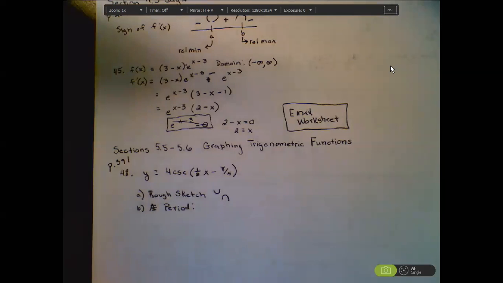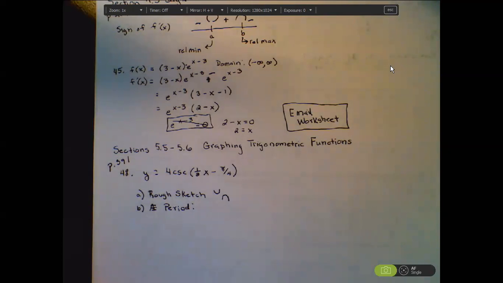In general, how do you find the period of any trigonometric function? The 2 pi divided by the coefficient of x. Is it always 2 pi? Think about tangent and cotangent. What's the period for tangent and cotangent? Evan, do you remember? I'm trying to think.